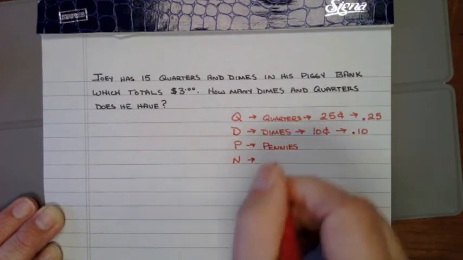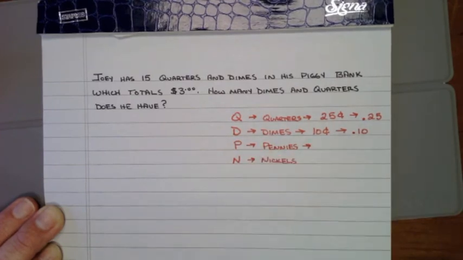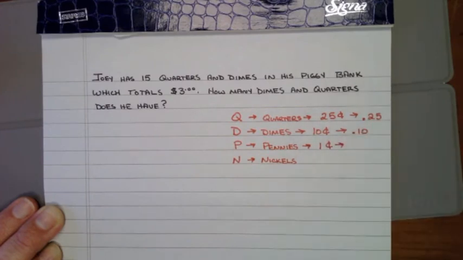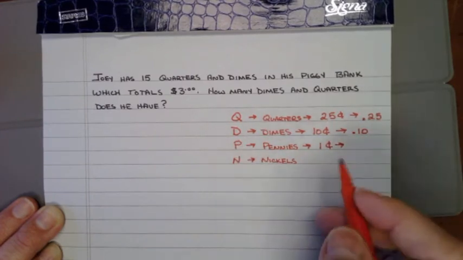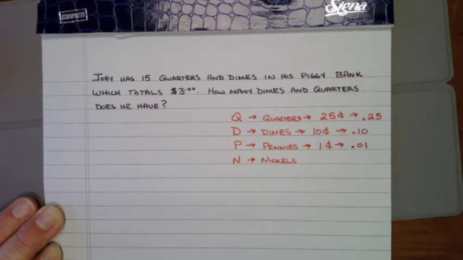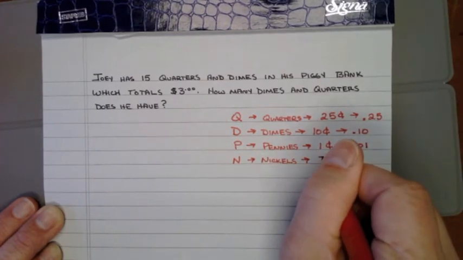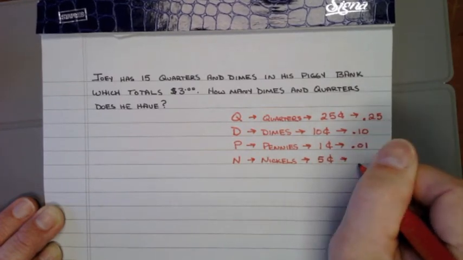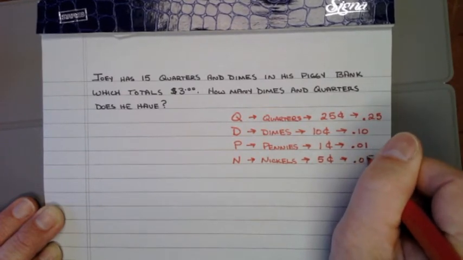N is going to represent nickels. A penny is only worth 1 cent. How do you write that as a decimal? Look at the difference between dimes and pennies. 0.01. Same thing with a nickel. A nickel is only worth 5 cents. How do I represent that as a decimal? 0.05.